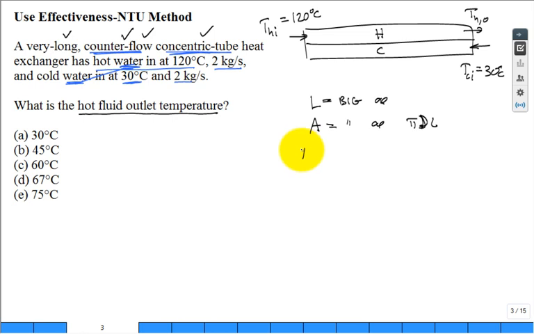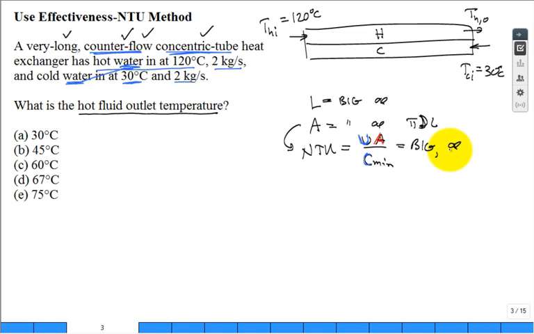If the area is big, area is related to the number of transfer units, isn't it? The number of transfer units is UA over C min. For a finite value for the overall heat transfer coefficient, they didn't give me a number for it, but let's say 550, whatever it is. And a finite value for C min, they didn't give me a number, but it's a finite value. But if I multiply that by infinity for A, what is the number of transfer units equal to? Infinity. Okay. So that's for a very, very long heat exchanger.